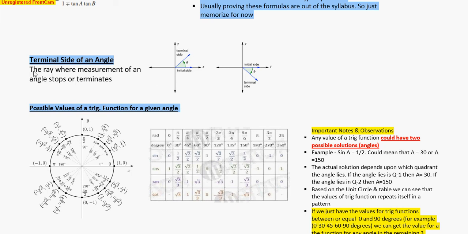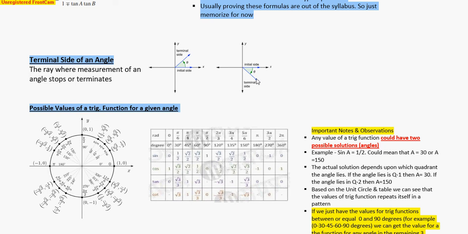And like I said here, the ray where the measurement of an angle stops or terminates. So this is the ray, and the angle in this case moving anti-clockwise stops here, and this is called the terminal side. Likewise over here, the ray is below the x-axis because we are moving clockwise, and this theta is where this angle stops. So wherever you draw a ray where the angle stops moving, that side is called the terminal side.